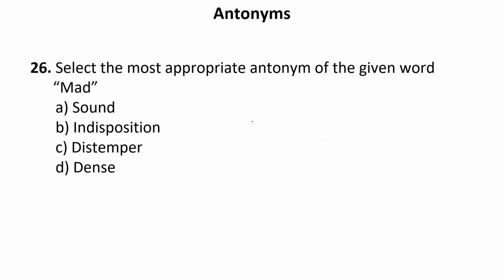Now let us move to the next one. The appropriate antonym for the word mad. Mad means when someone is of unsound mind. So the correct answer will be sound. So A will be the correct answer. Sound means when someone is normal and the person is not mad. If he is of sound mind, it means he is conscious and he knows very well what he is doing. So our answer is A.